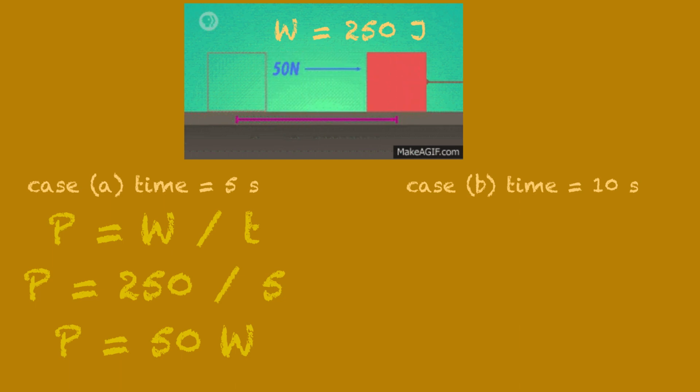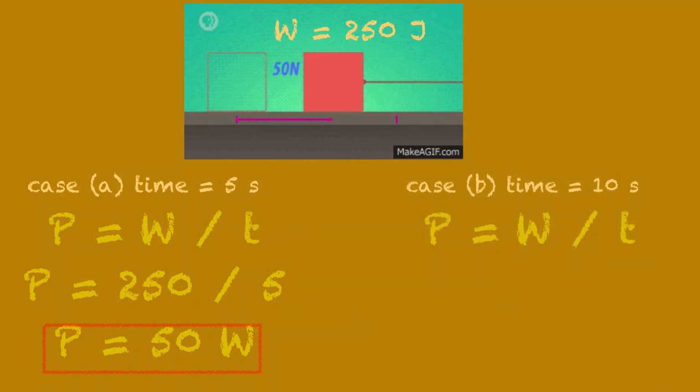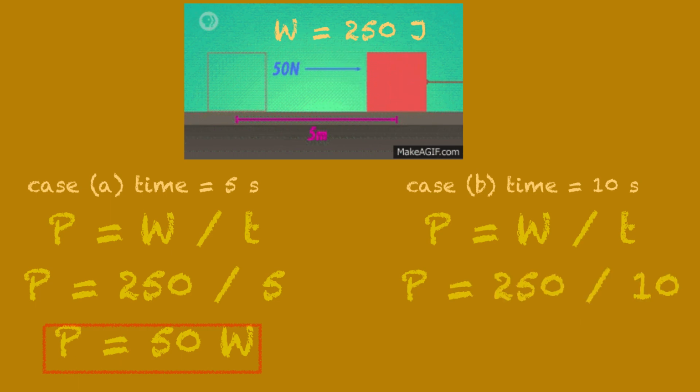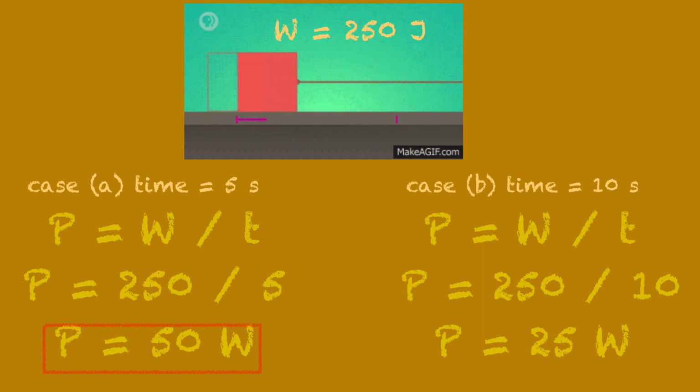Now, let's calculate the power when it takes more time to do the work. The time in this case is extended to 10 seconds. Apply the formula power equals work over time. Then power equals 250 over 10, and then the power is equal to 25 watt. As a result, in case A, the amount of power is larger than the amount of power in case B. Therefore, as the time gets larger, the amount of power decreases.